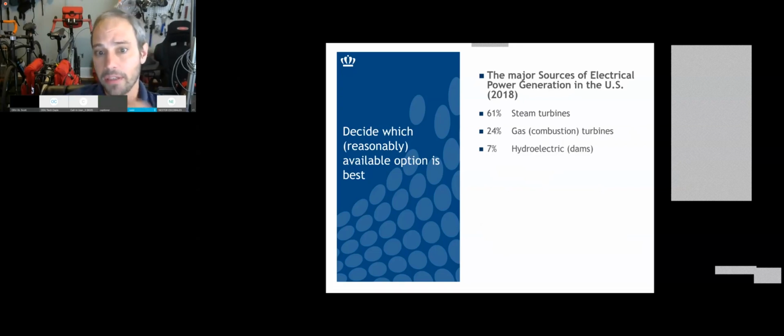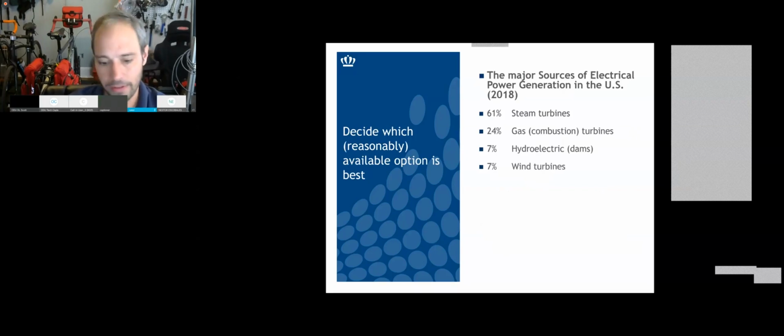7% is hydroelectric. Everyone, well, not everyone, but we seem to think hydroelectric dams are completely environmentally neutral, but they're really not, because you have to flood an entire area in order to make a dam, right? So they're nice if it's in the right location, but they're very specific to the application.